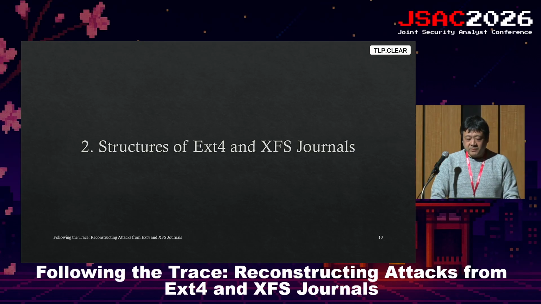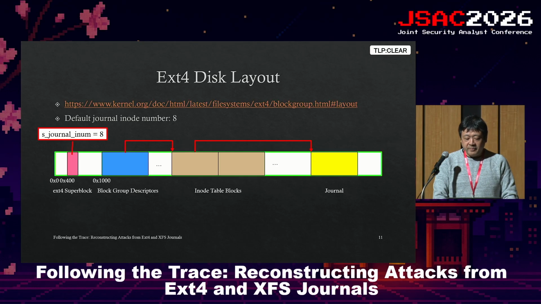Now, let's take a look at the structures of Ext4. Here's the disk layout. In Ext4, partition offset 0x400 contains the file system superblock, which includes the journal's inode number. The default is 8. You would trace the inode table address from the block group descriptors and parse the structure of the 8th inode to obtain the journal's block number.